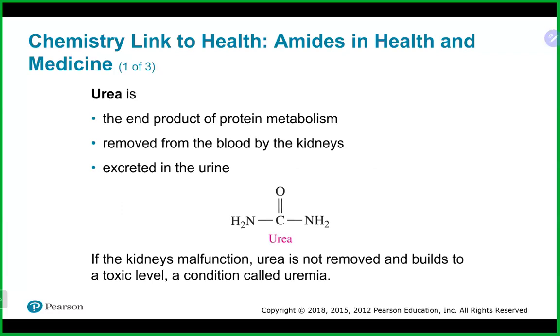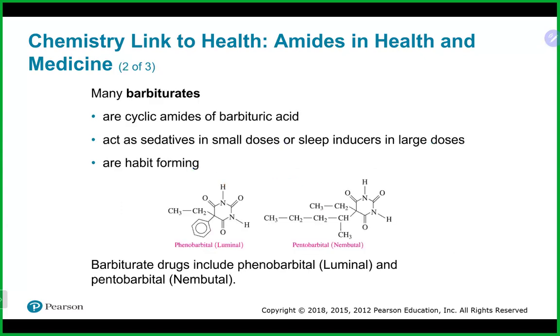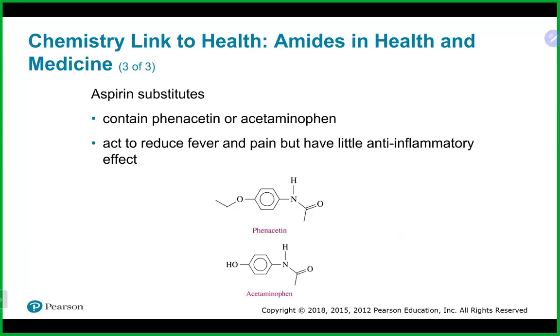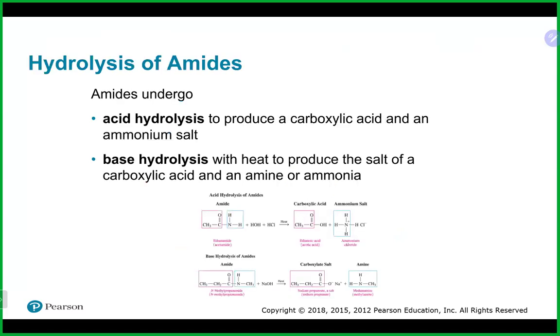All right, let's talk a little bit about some amides and health. So you don't have to name them, obviously. Urea is an amide, and that is our amide part there, and again, the connection between those two. Some barbiturates as well are also amides, and there we go, some amide connection there. Aspirin substitutes as well, and here would be an amide: carbon, nitrogen, double-bonded oxygen, and hydrogen.